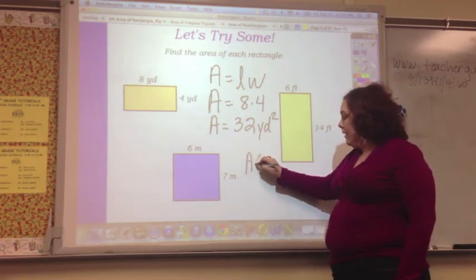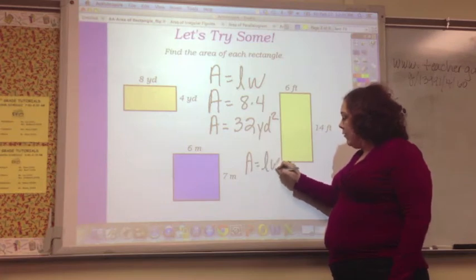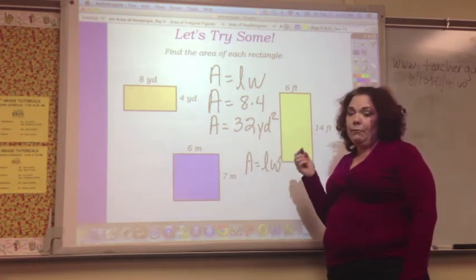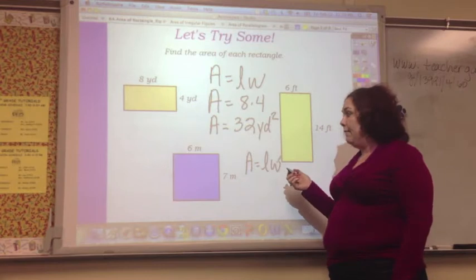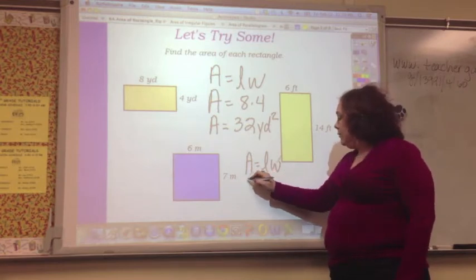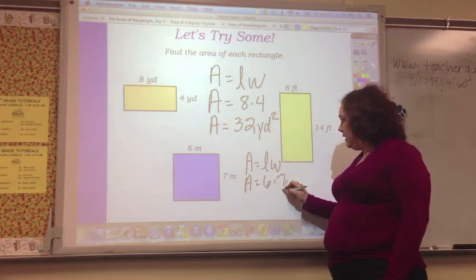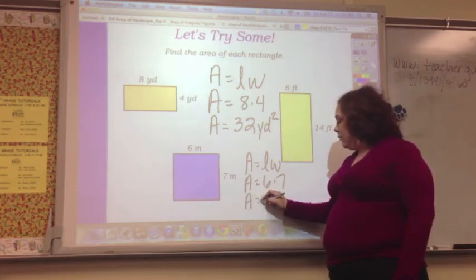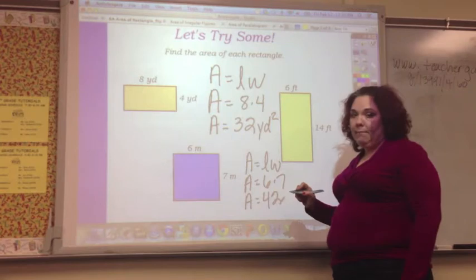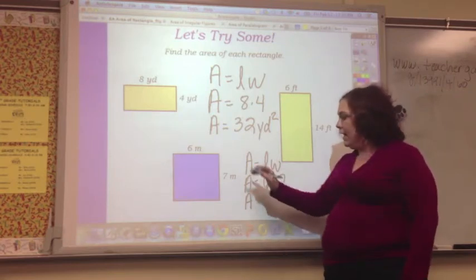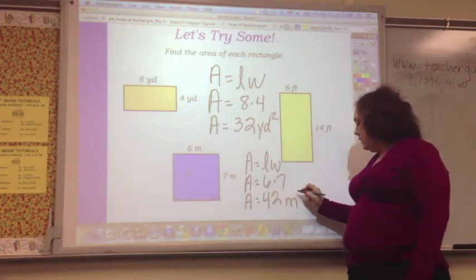So then this one is the same format. You do the formula, and I know that gets old, but trust me, whenever these get more complicated, you're going to be glad that you have the formula. So area equals length times width. Area equals 6 times 7. Area equals 42, and then don't forget my labels. It's meters, and because it's area, it's squared.